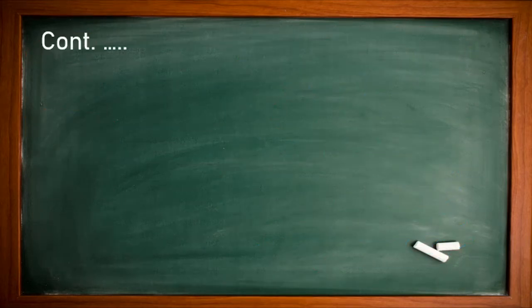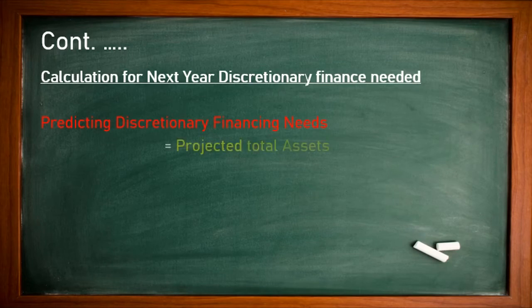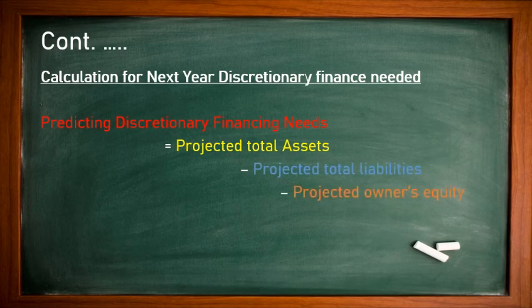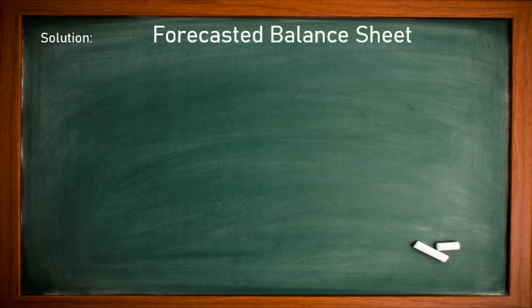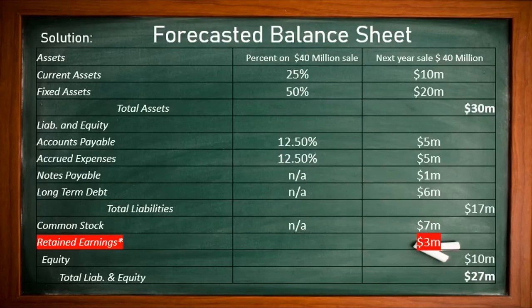For the calculation of discretionary financing needed, we use this formula: discretionary financing needed is equal to projected total assets minus projected total liabilities minus projected owner's equity. So now we are coming to the solution. After discussing the case, let us go for the solution.